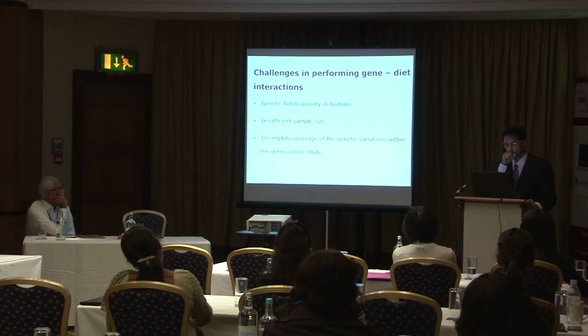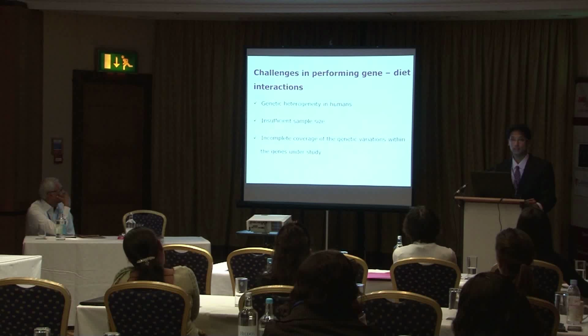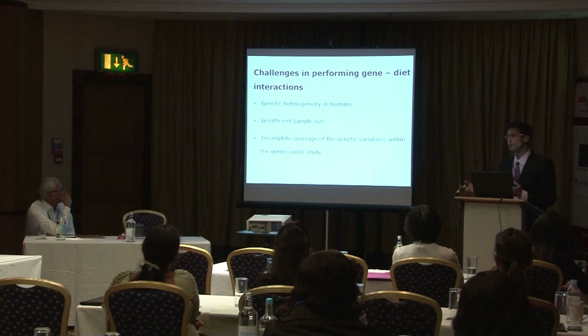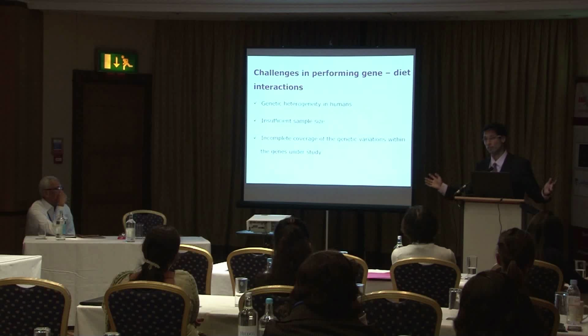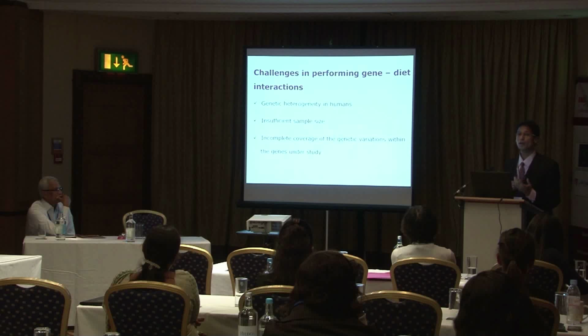And thirdly, incomplete coverage of the genetic variations within the gene. So for example, let's assume you take one gene and you're trying to test one genetic variant within this gene for the association with obesity, and you see that there is no association. You cannot report that the gene doesn't show any association with obesity because a gene can have hundreds and 200s of genetic variations, so you need to test all the genetic variation. But how can we test all the genetic variations within one gene?